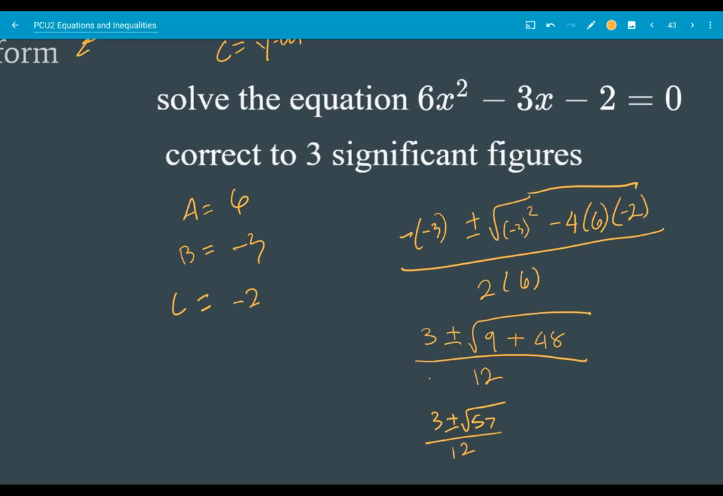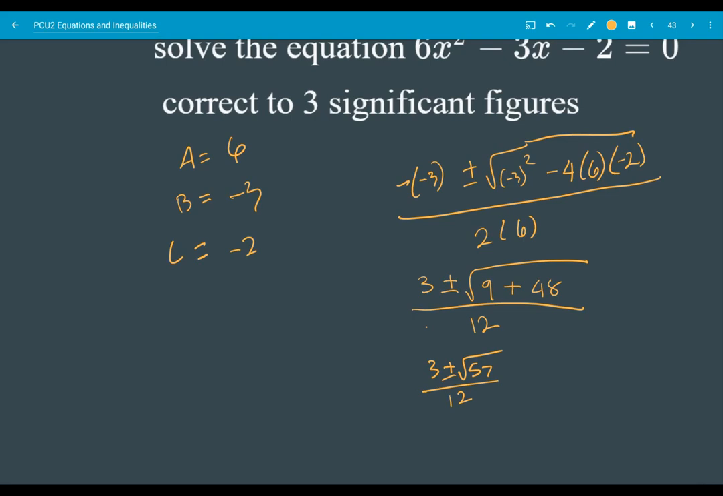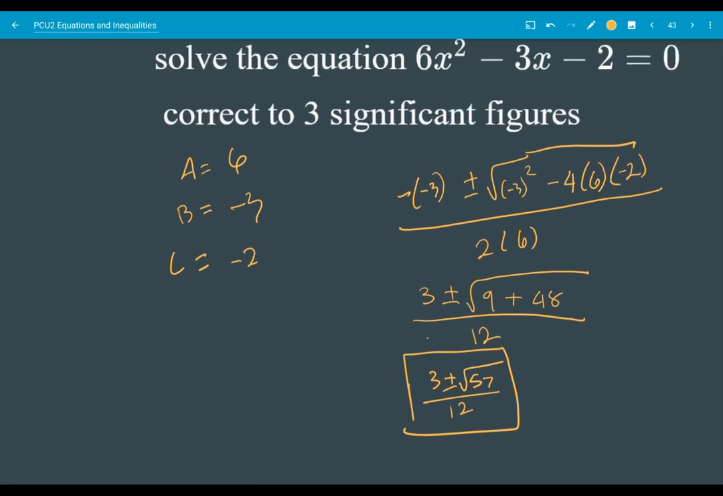So 57 is a prime number. So normally we'd leave it here. But since the question tells us correct to 3 significant figures, we then have to figure out what the decimal values are. So you would just take the decimal equivalent of the square root of 57 and then do 3 plus that and 3 minus that.